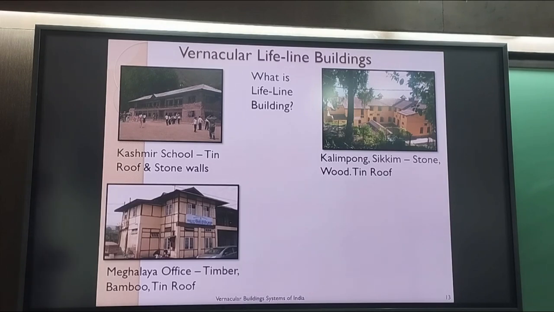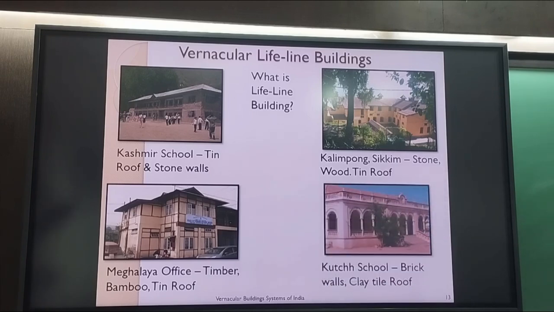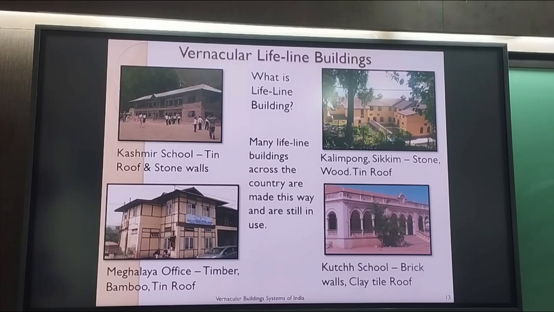Come to Meghalaya, and you have a different system here, which is made of timber, and there are reeds inside. We'll talk about that later. But this is very common in the northeast. And again, on top of that, you have a tin roof. And coming to Kutch with vernacular ring, you have a school made of bricks with a clay tile roof on top of it. So, all right.